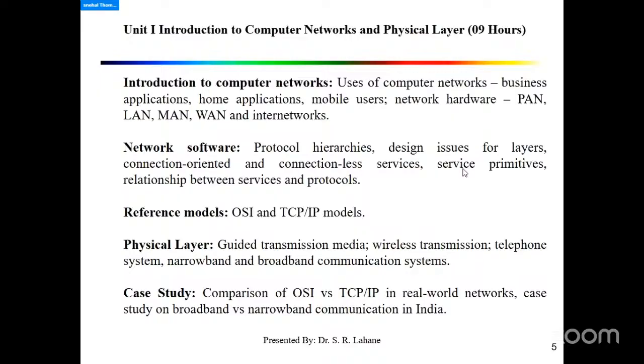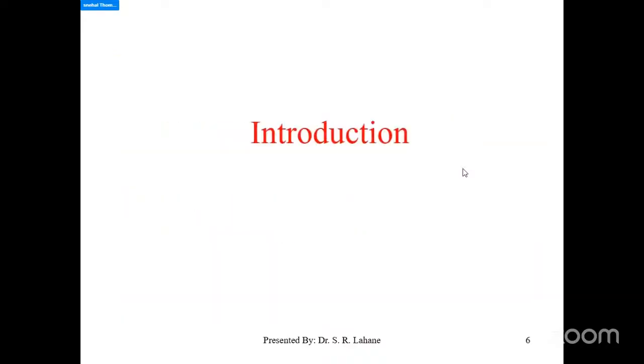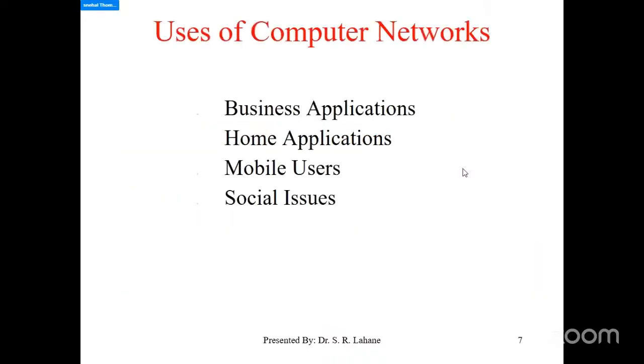that is the OSI model and TCP/IP model. At the physical layer, it deals with guided transmission media, wireless transmission media, then the telephone system, narrowband and broadband communication systems. Along with that, we have one case study, that is comparison of the OSI and TCP models in real-world networks. I will directly start the first unit.